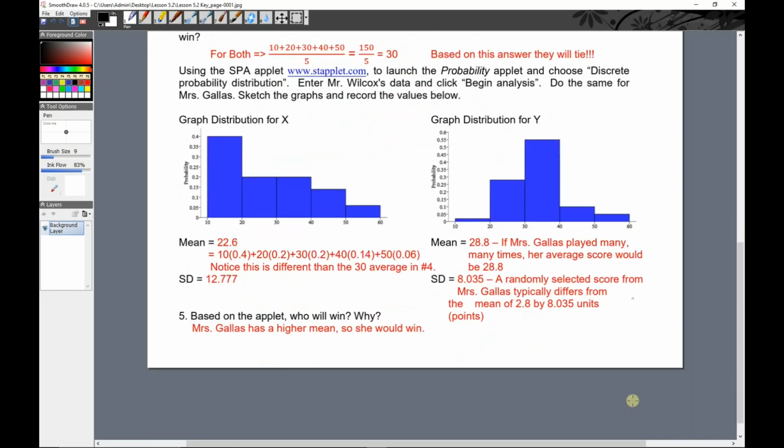So the end result, based on the applet, who will win? Mrs. Gallus has a higher mean, so she's the winner. And I think this is totally defensible. Stand by, and I'm going to open up the next page and we'll go over it.